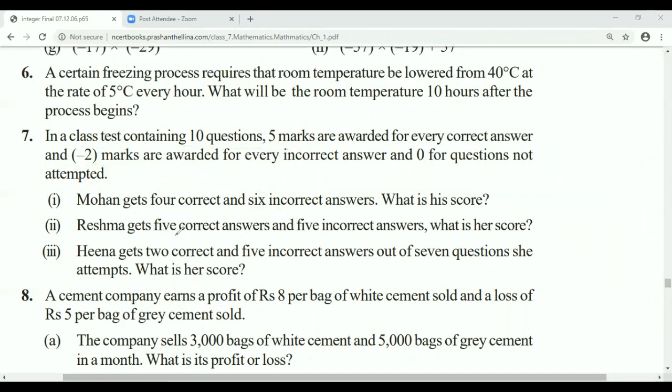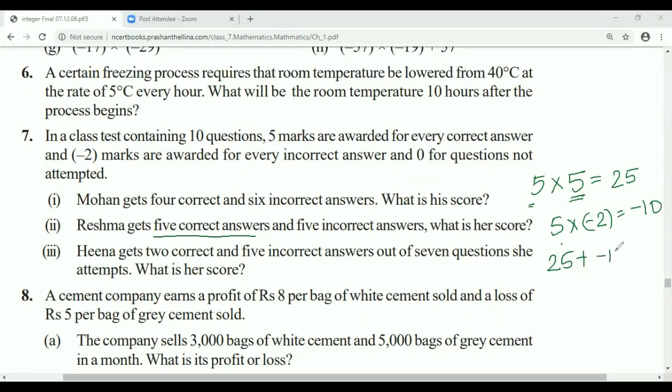Question number 2. Reshma gets 5 correct answers and 5 incorrect answers. What is her score? The marks received from 5 correct answers is equal to 5 into 5, since for each correct answer there are 5 marks and the number of questions correct is 5. So 5 into 5, 25 marks she received from the correct answers. And from the incorrect answers, she got 5 into negative 2, which is equal to negative 10 marks.